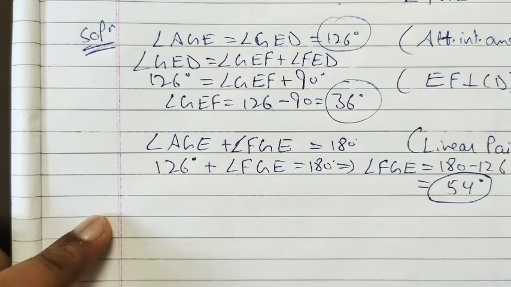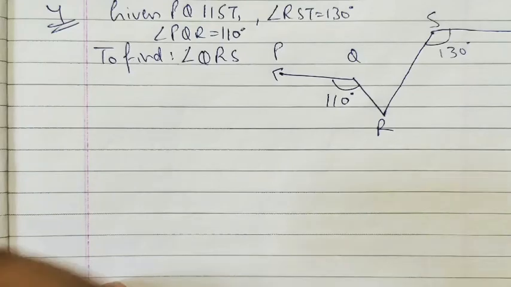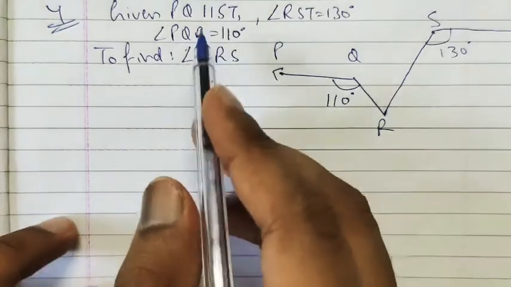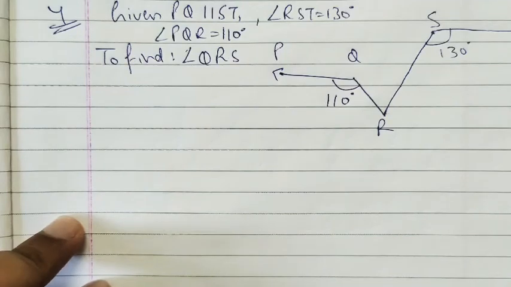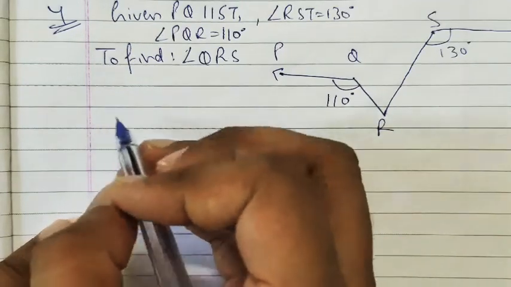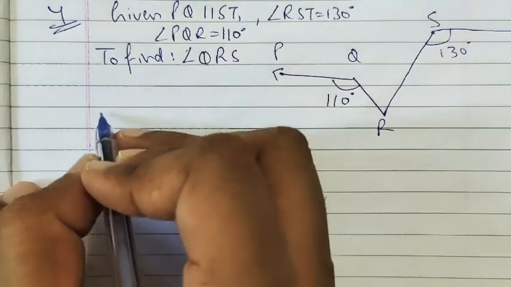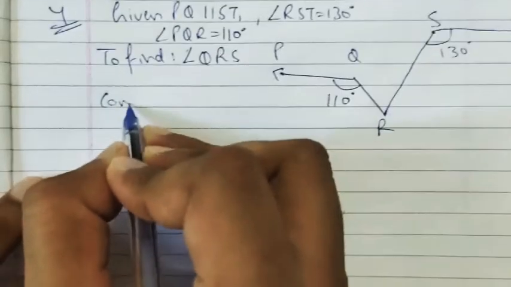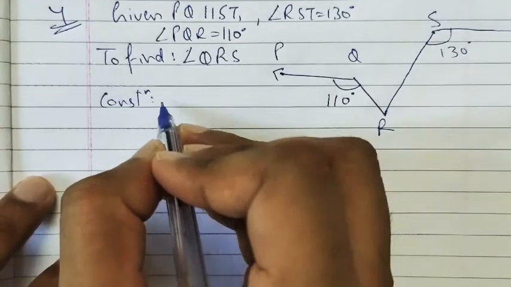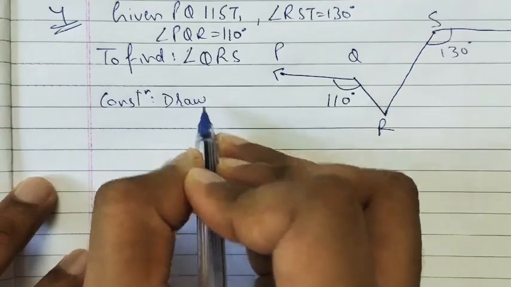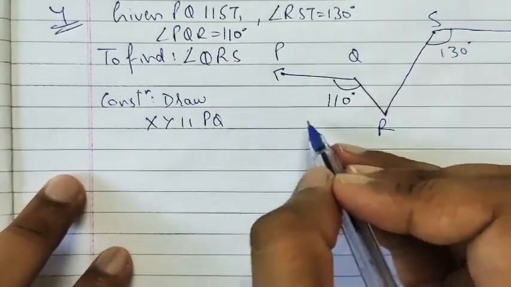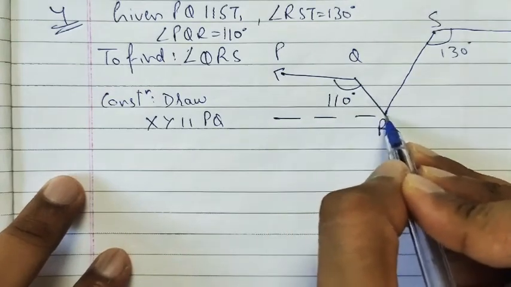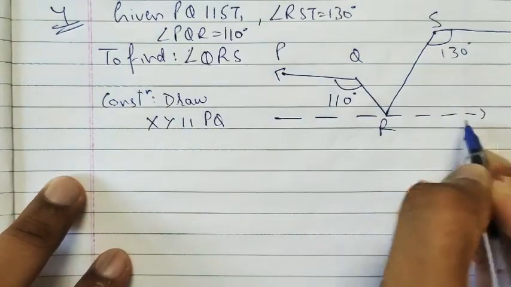So this is question number three. Now this is the next question, question number four. Given that PQ is parallel to ST and these two angles are given. So in the solution, before that, a construction is needed. Let's draw a line XY parallel to PQ.